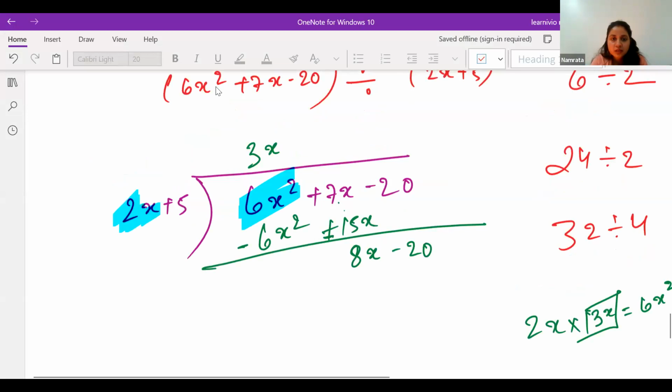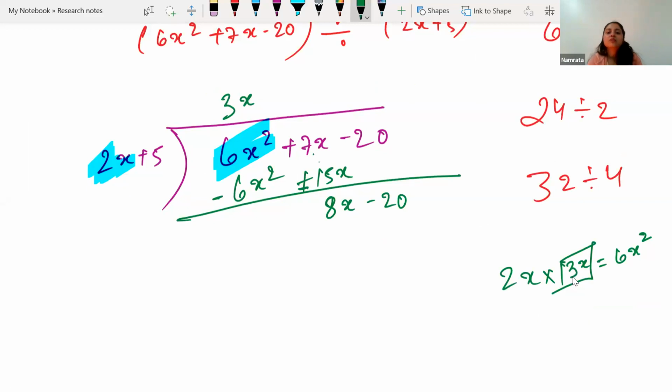Okay, let's move ahead. So we are having 8x minus 20. Now we will do the same thing. We will focus on this 2x again and this 8x. What should be multiplied with 2x so that we will get 8x? Just be particular with the sign, whether it is plus 4 or minus 4. If we multiply plus 4, 2x into 4 will be 8x.